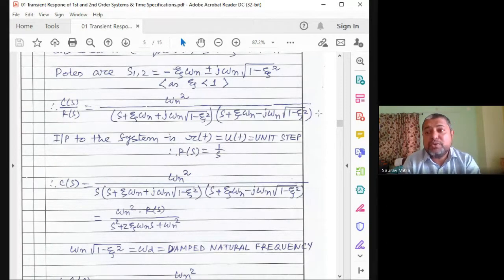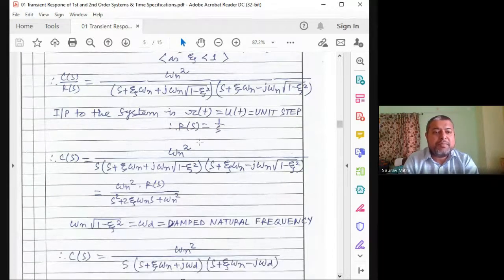Now we are supposed to find c(t), which is nothing but the step response of the given RLC system. So the same thing, C(s)/R(s) is this transfer function, which we called T(s). So now take R(s) to the right side. So C(s) is equal to omega n square by s. See that this s has come here. So omega n square into these two poles, but 1 by s has come. What is 1 by s?